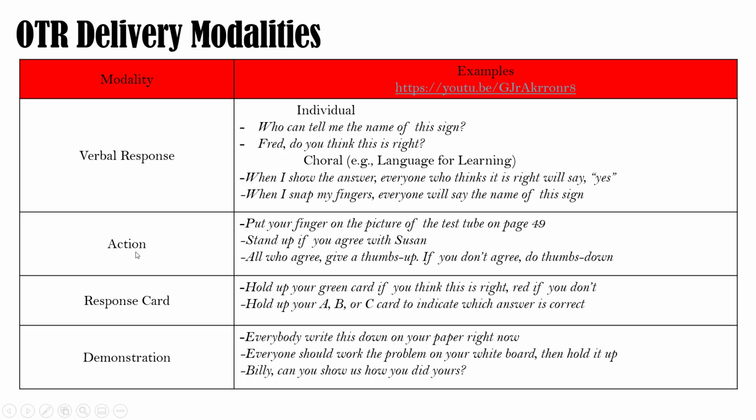You can do action, so put your finger on the picture of the last test tube, letting them actually do something and engage. You can use response cards, so hold up your green card if you think this is right, red if you don't. Using whiteboards also is an example of a response card.